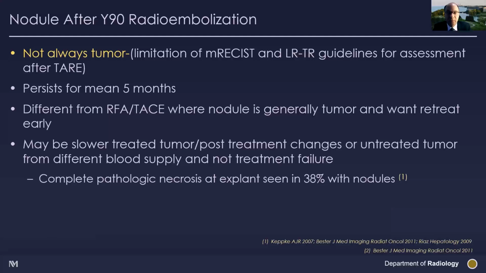We're not sure exactly what it is, but I feel like it's probably more likely to be a slowly treated tumor or post-treatment changes or untreated tumor from a different blood supply and not a treatment failure. And you have to always assess the lesion, especially the ones in the domes, because those can sometimes have a different blood supply, at which point they may retreat the patient, but it's not a failure of therapy. And a complete pathologic necrosis at explant was seen in 38% of these patients with nodules.